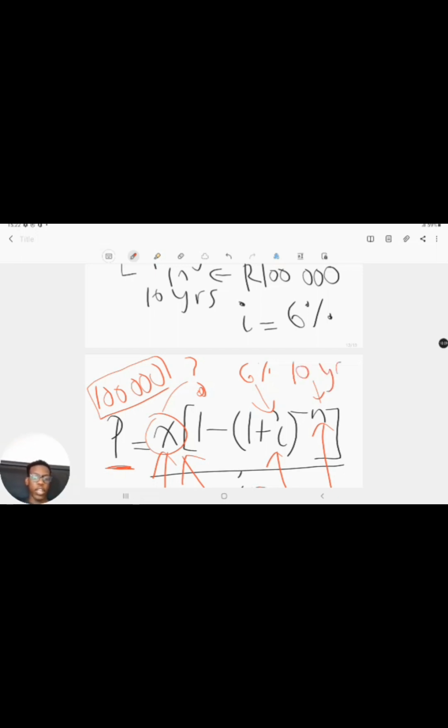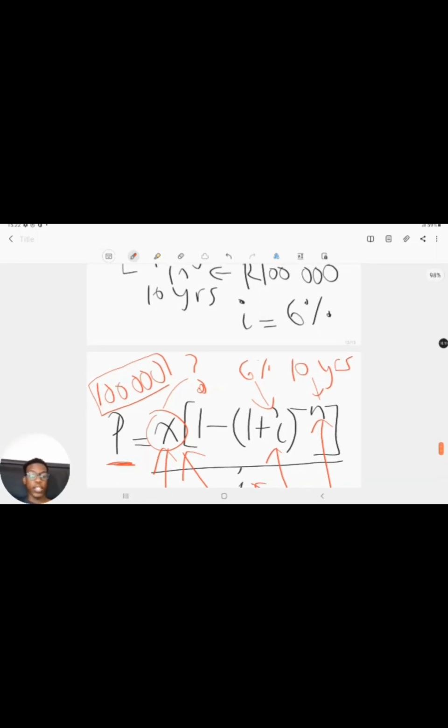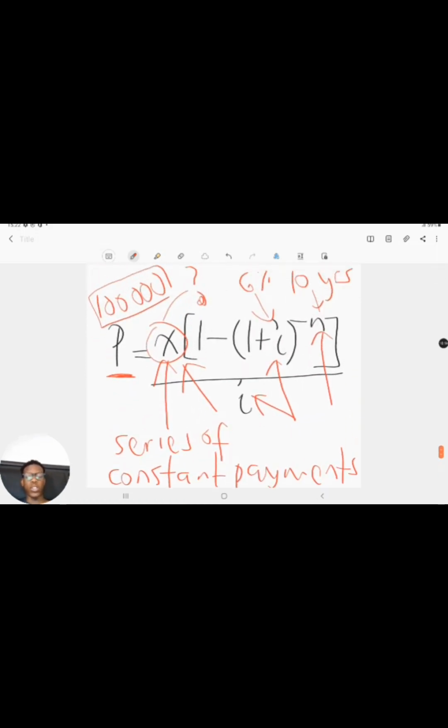I'm not going to do the actual calculation now. I'm just explaining the concept so that you understand it. We will do examples in separate videos. So this is what you have here: the present value annuity formula, and you would have to calculate X.